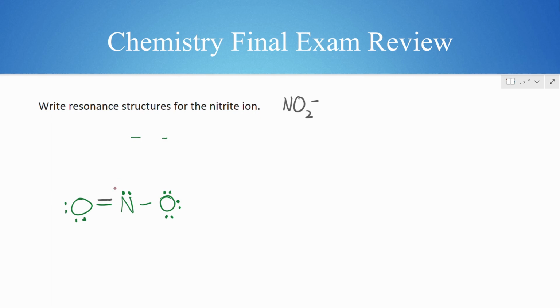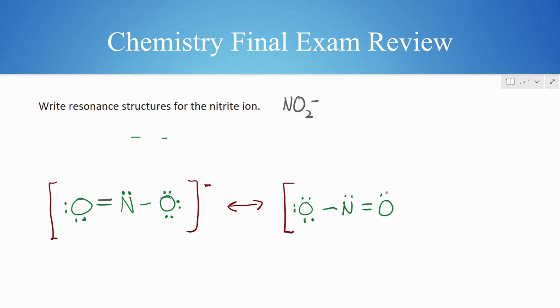Now notice that the double bond could have also come from the oxygen on the right, so there are resonance structures for this. Put them in brackets with their negative charge, indicating the charge of the compound, and then write a double-headed arrow between the resonance structures. And the other structure could have gone as this, so the double bond coming from the right, and still with a negative 1 charge.